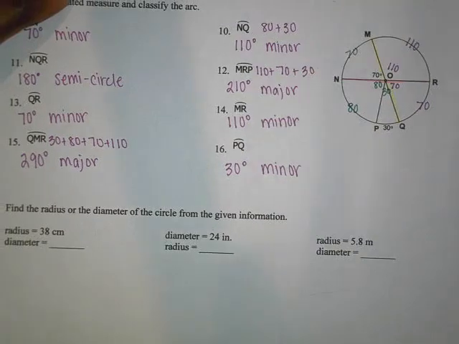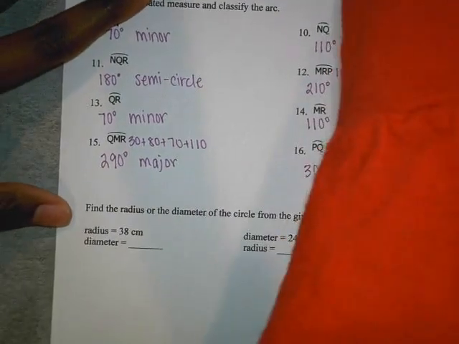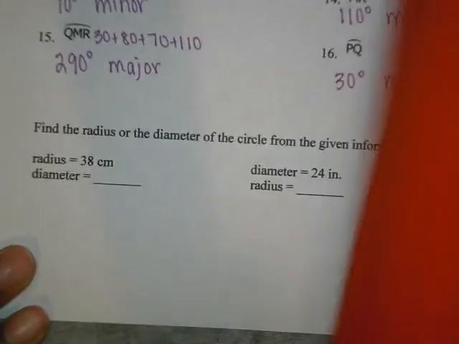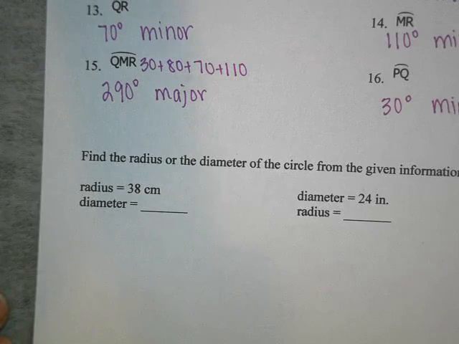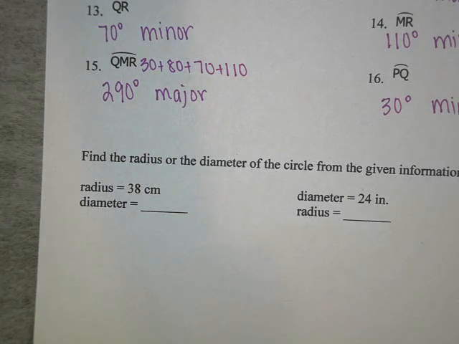All right, down here. It says find the radius or the diameter of the circle with the given information. All right, so I know that a diameter is from one side of the circle to the other as it's going through the center. A radius is just from the center to the edge of the circle. So your diameter is going to be twice as long as your radius.